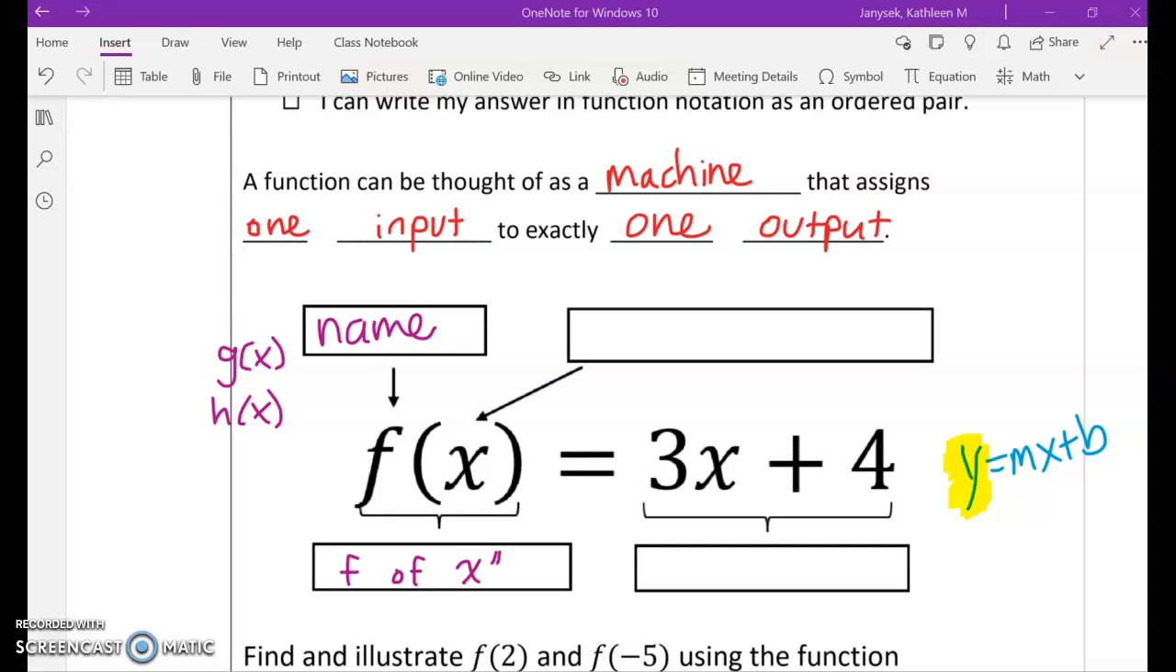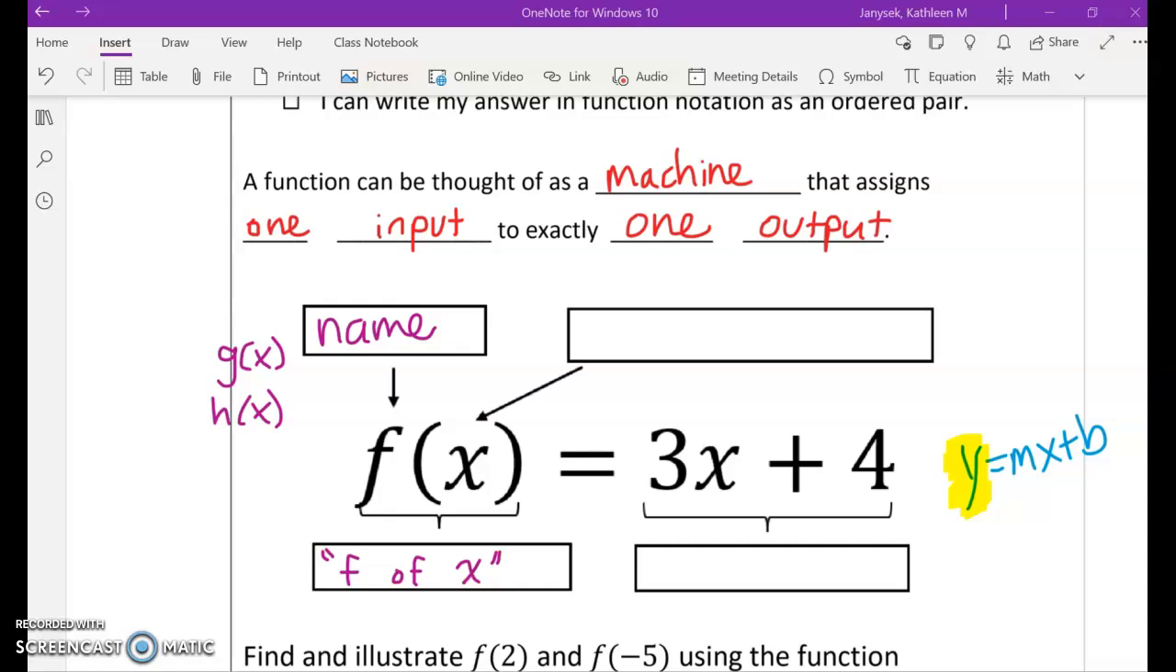So a lot of times you'll see y equals replaced with f of x equals, or g of x, or h of x. The reason why we name the function is because sometimes you might have more than one line or more than one graph on the same coordinate plane, and you need to be able to tell the difference. Just like I need to be able to tell the difference between you guys in class. That's why you all have your own name that I use. Okay, so the name of this particular function is f.